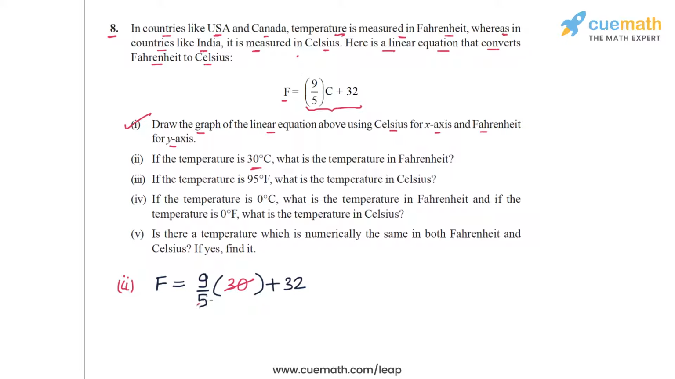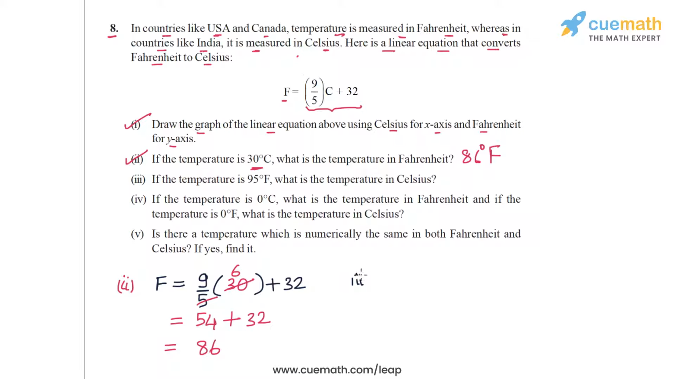Well, 30 by 5 is 6. So 9 into 6 is 54, and we have 54 plus 32, that is equal to 86. So if the temperature is 30 degrees Celsius, then in Fahrenheit the temperature is 86 degree Fahrenheit. And this completes part 2. Now let's do part 3.